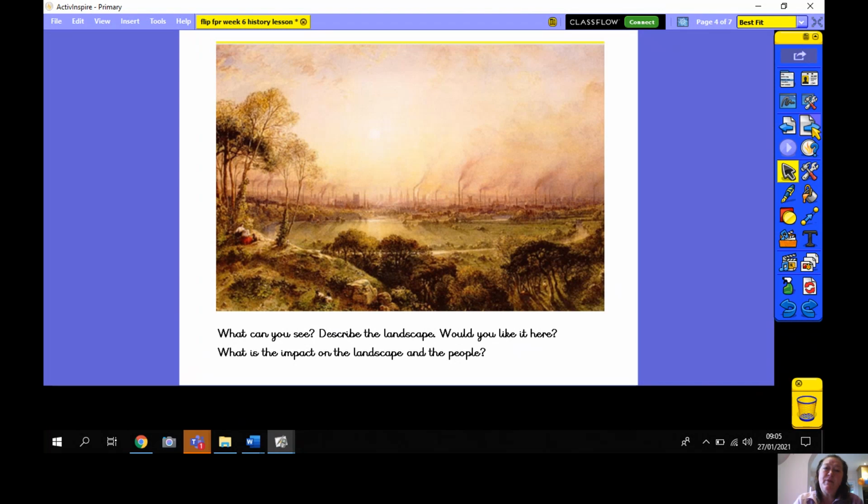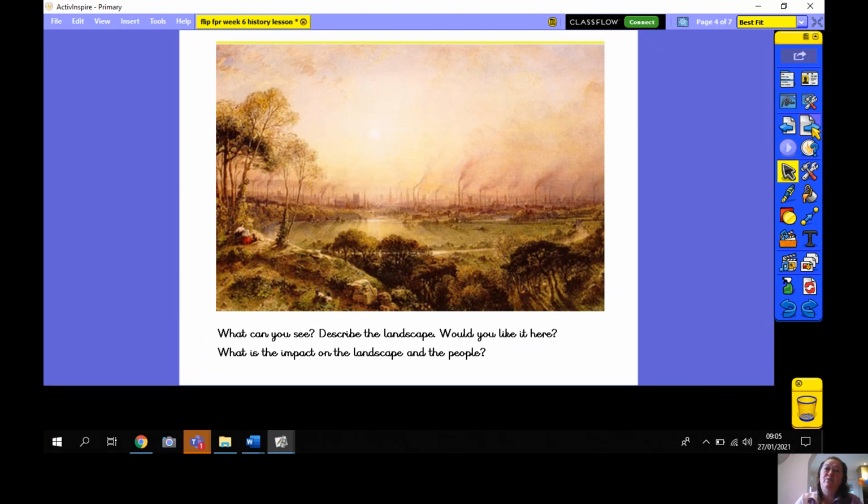And then I want you to think, would you like it here? Would you like it down in that town? Would you like to live in a town like that? Now, some people do. I know people who can't bear being in the countryside. They love being in the town. They love the hustle and the bustle and the busyness, and the fact that everything's on their doorstep, they can just go out and pick something up and get on with it.